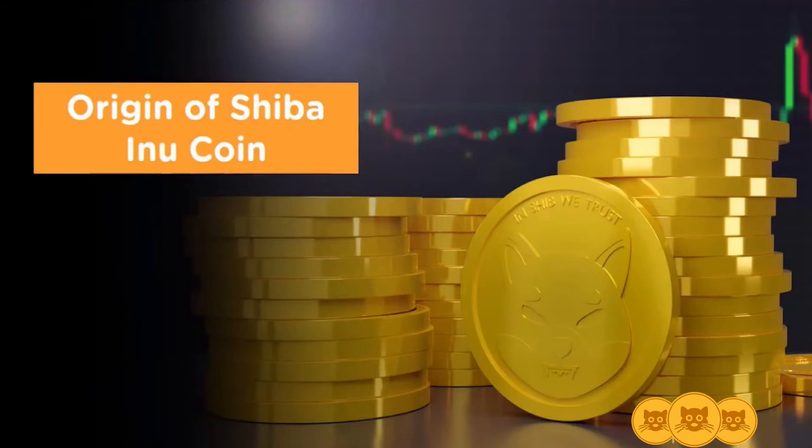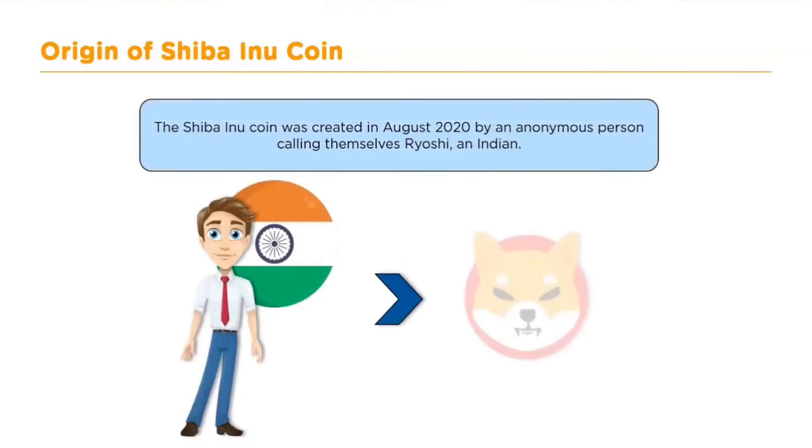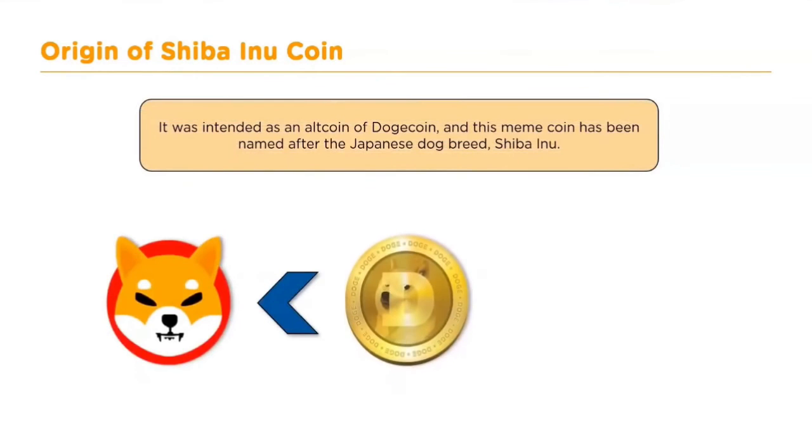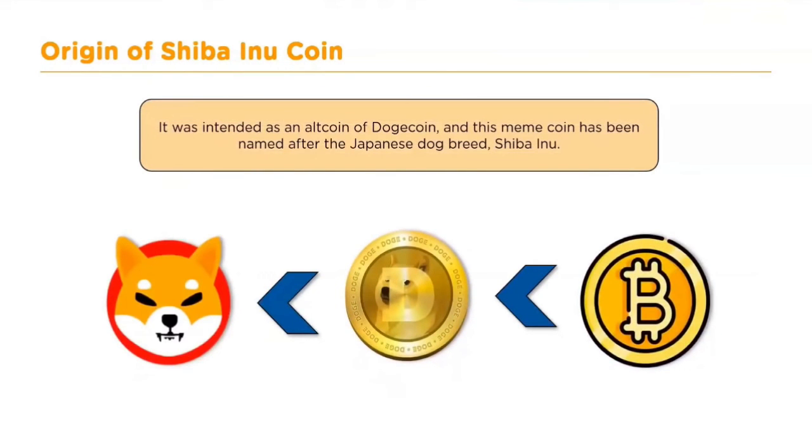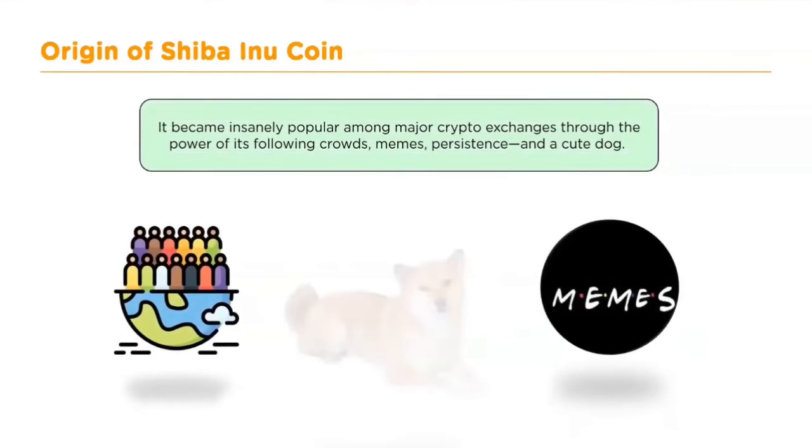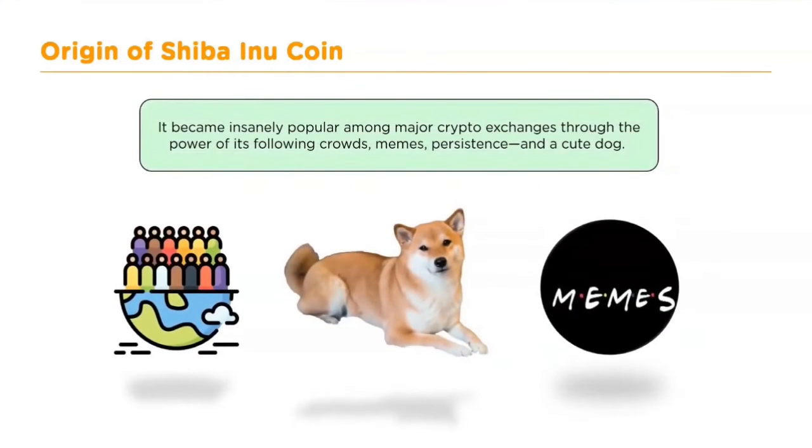So how did the Shiba Inu coin originate? The Shiba Inu coin was created in August 2020 by an anonymous person calling themselves Ryoshi, an Indian. It was intended as an altcoin of Dogecoin, which itself was created as an altcoin of Bitcoin. And this meme coin has been named after the Japanese dog breed Shiba Inu. It feels like the Shiba Inu coin was willed into existence and is now insanely popular among major crypto exchanges through the power of its following crowd, memes, and a very cute dog.